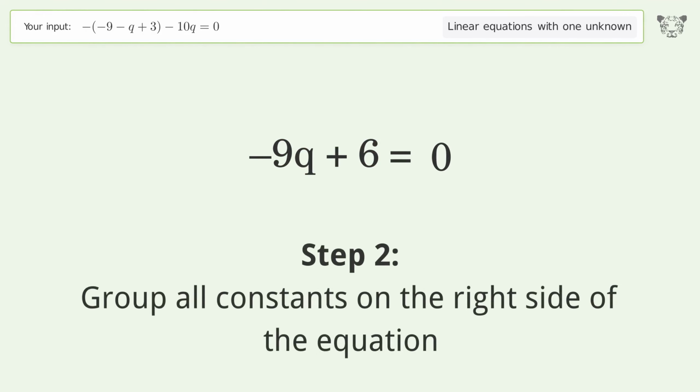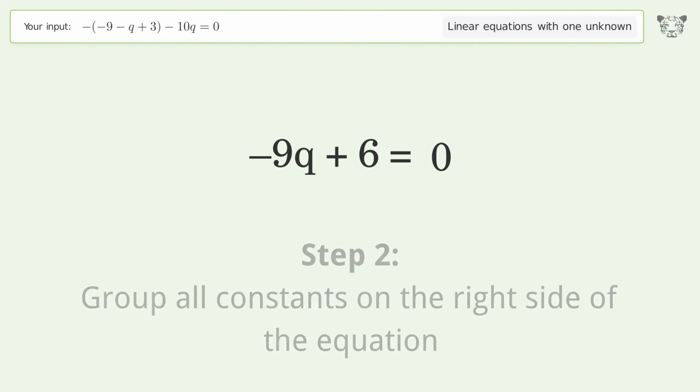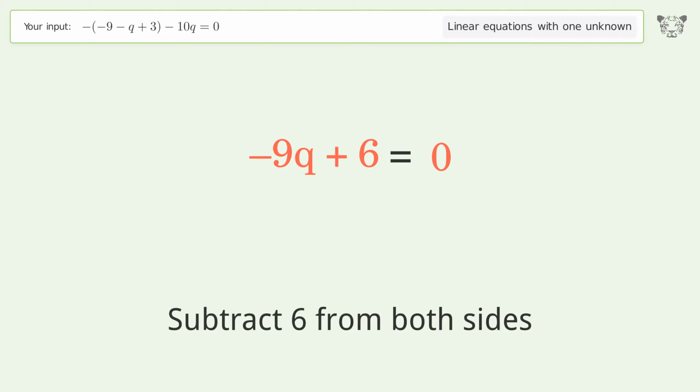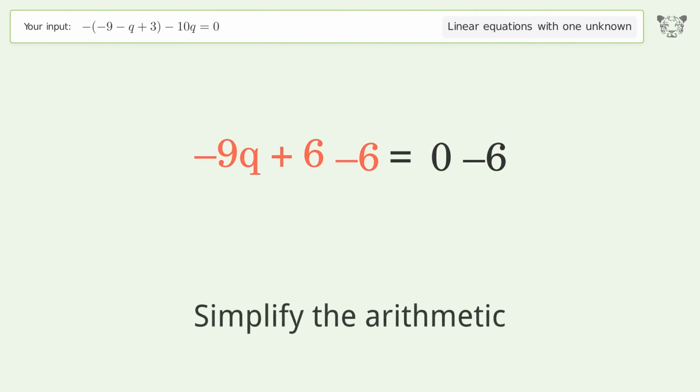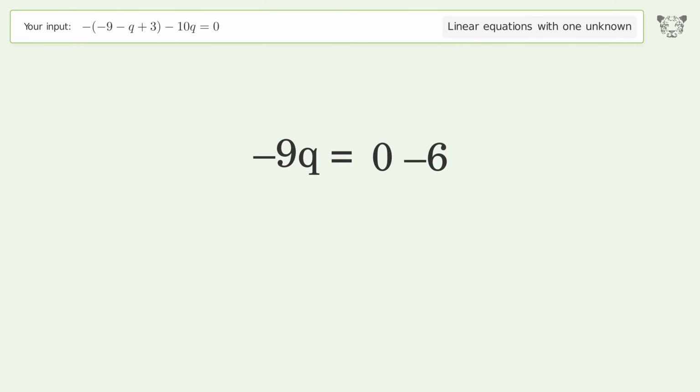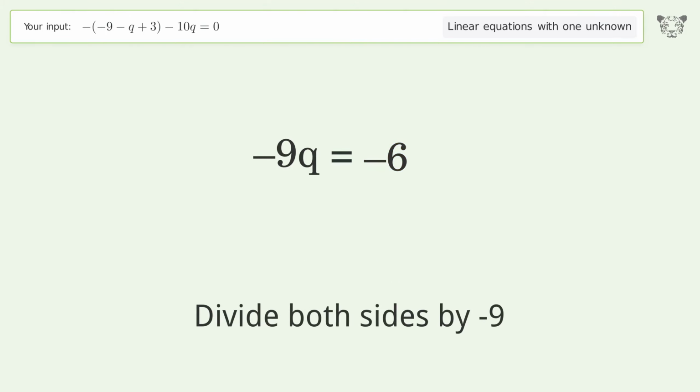Group all constants on the right side of the equation. Subtract 6 from both sides. Simplify the arithmetic. Isolate the q. Divide both sides by -9.